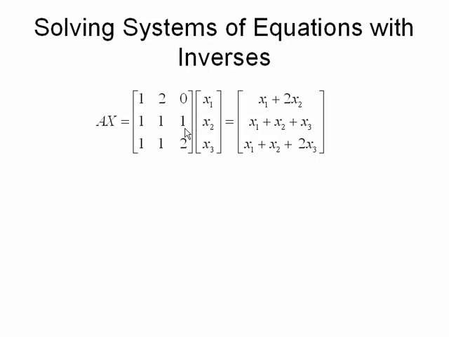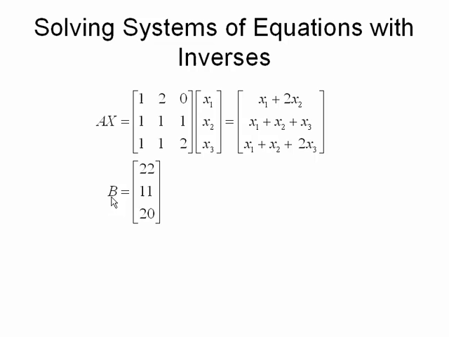When I take the second row times the first column, I get 1x1 plus 1x2 plus 1x3, which gives me x1 plus x2 plus x3. Third row times the first column gives me 1x1 plus 1x2 plus 2x3, which gives me x1 plus x2 plus 2x3. So when I multiply A times X, what I get is a 3 by 1 where the entries were simply the left-hand side of the system of equations that we saw on the previous slide.